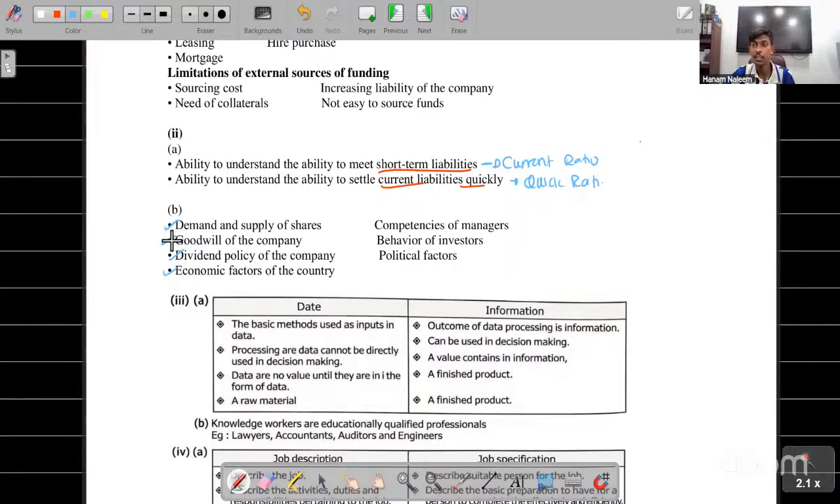Economic factors: if there's inflation, maybe it can increase. If there's a good stable condition in the economy, it can also increase. Then the behaviors of investors: sometimes some investors always speculate. Then political factors of a company and all the stuff.